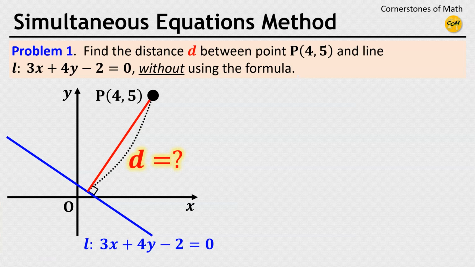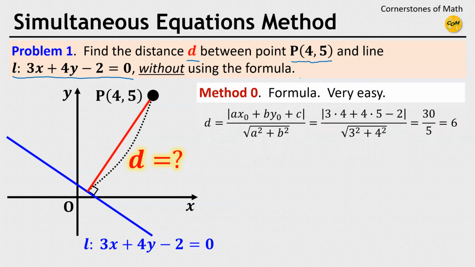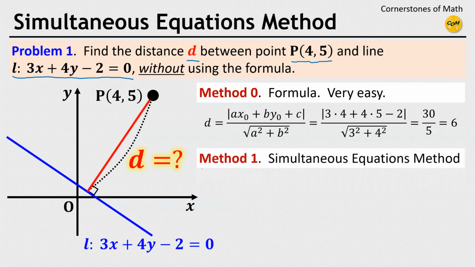As for the first sample problem, we attempt to find the distance d between point P given as (4, 5) and line L given as 3x plus 4y minus 2 equals 0, but without applying the formula. Actually, if you use the formula, you can solve this problem in less than a minute, but I want to show you other methods here. First, let's take a look at the simultaneous equations method.